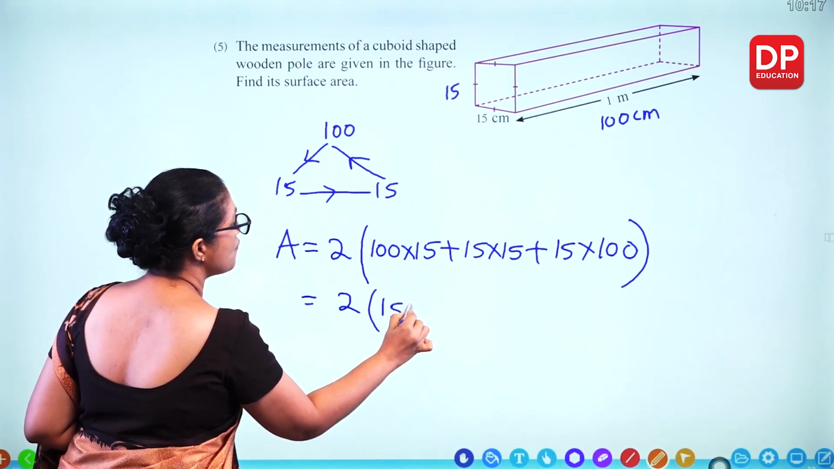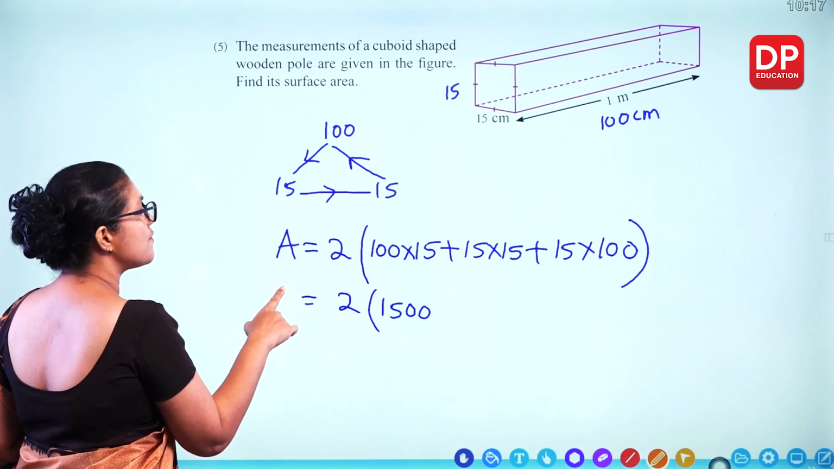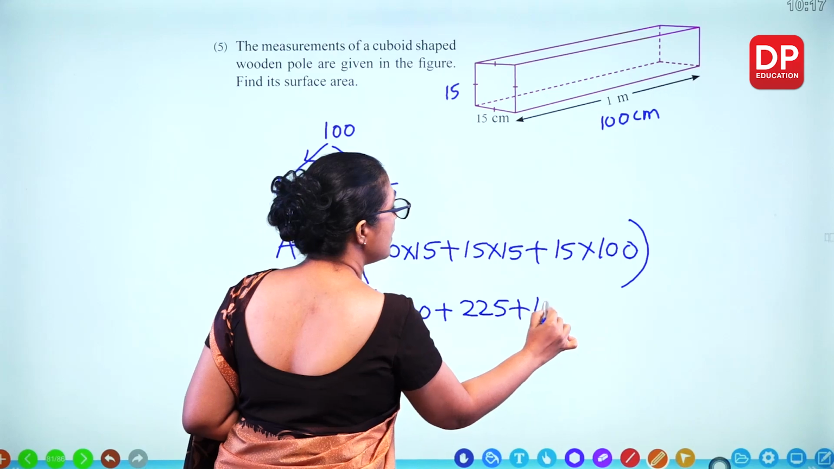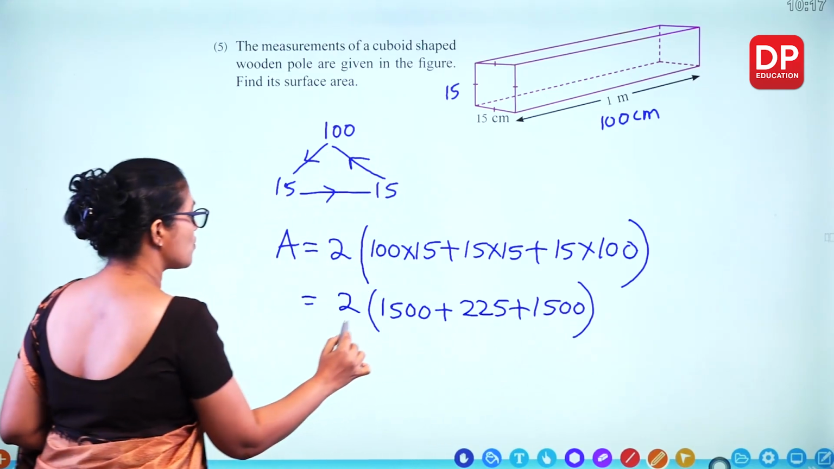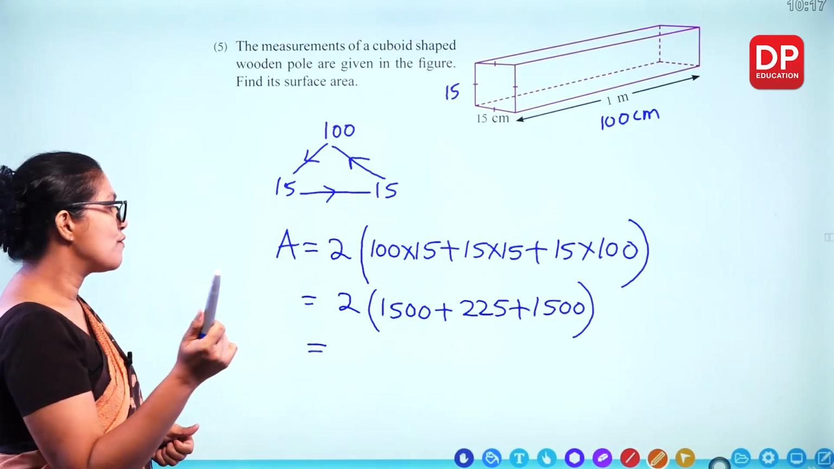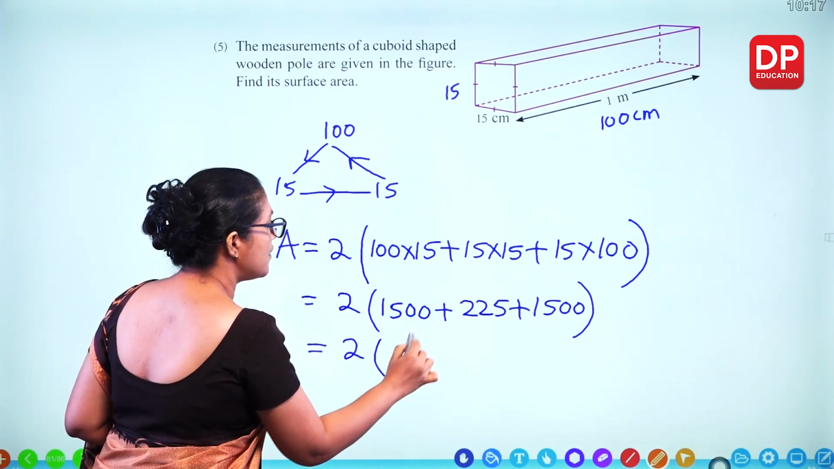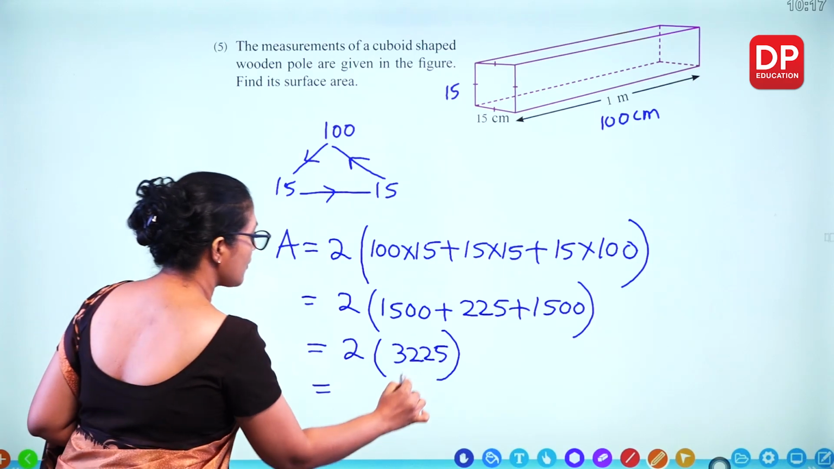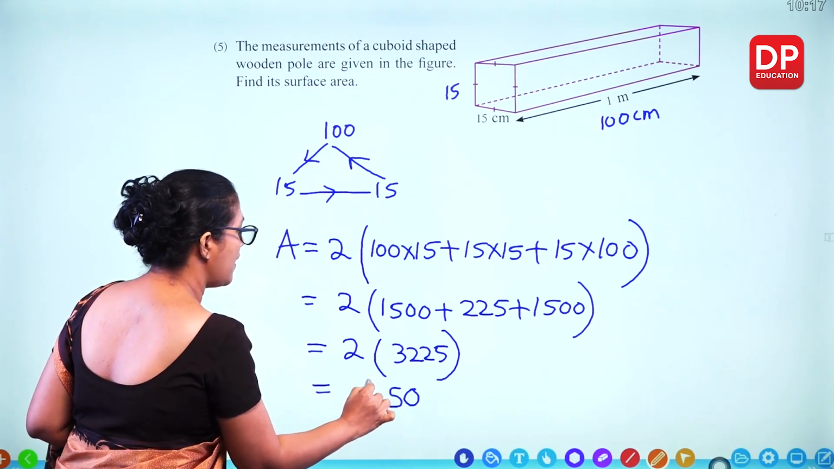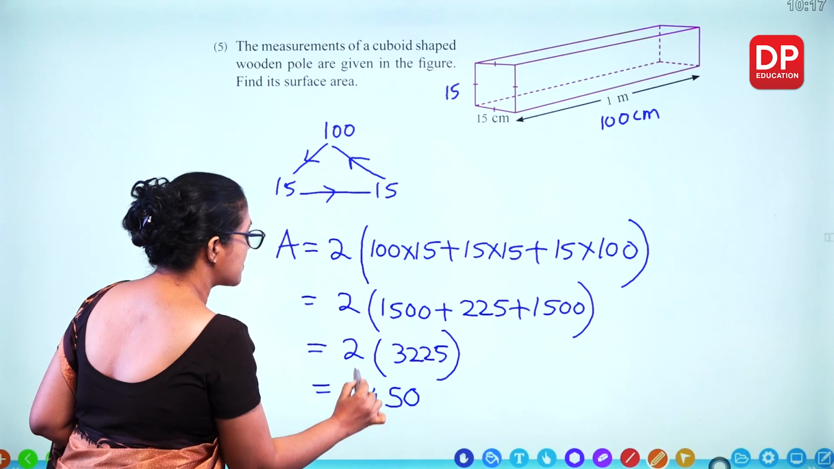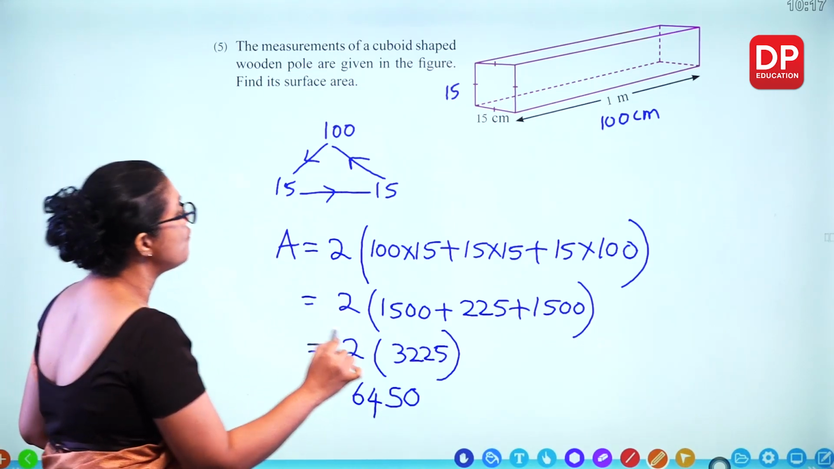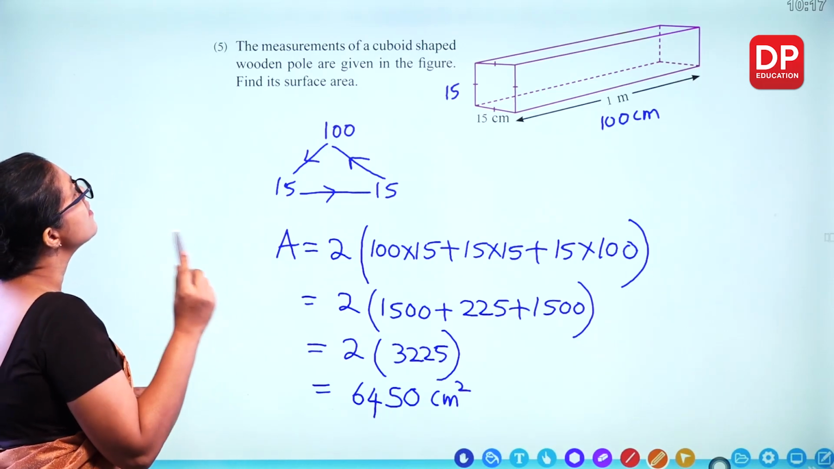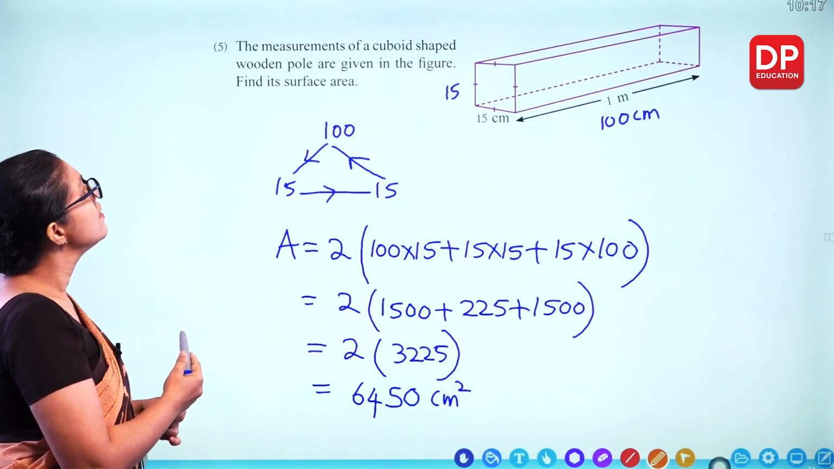You get 1500, 1500. 15 times 15, 225 and 1500. 1500 and 1500 becomes 3000. 3225 times 2. 10 and 5. 4 and 6. 6450 square centimeters is the surface area of this wooden pole.